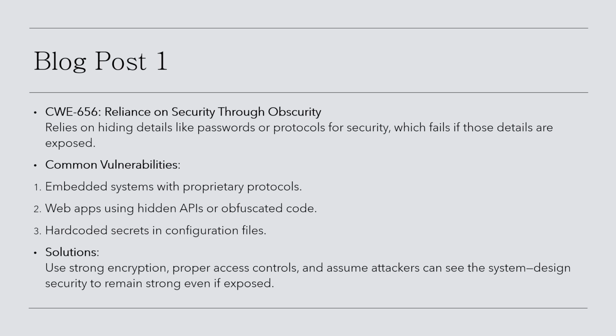So how do we go about fixing this? To secure the systems, the first thing we want to do is avoid relying on hidden mechanisms or hard-coded secrets. Use encryption and secure access controls to protect sensitive data. Assume attackers will see the system and design it to remain secure if it is exposed. CWE 656 reminds us that real security doesn't come from hiding details. It comes from using strong, tested methods that stand up even when details are known.